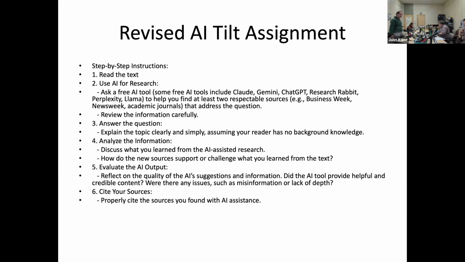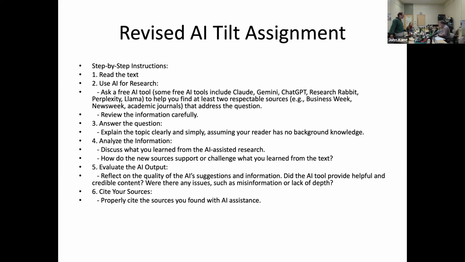So again, going back to the instructions, they had to read the text. I did not want this to be a substitute for the text. I wanted them to read the text. Then use AI for research. I wanted them to use a free AI tool to find articles that address the question. Then answer the question, which was the third of the step-by-step instructions. Fourth, analyze the information, discuss what they had learned from the AI research, and how the research they found supports, contradicts, or adds to the text.